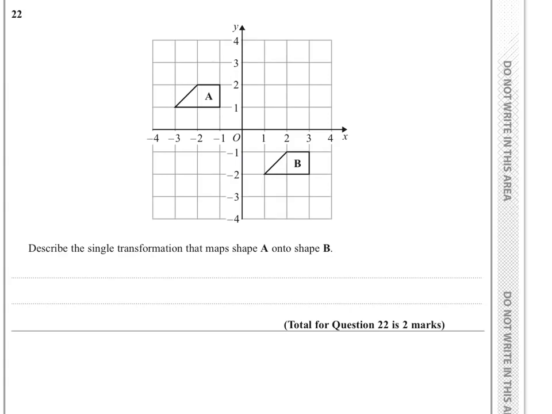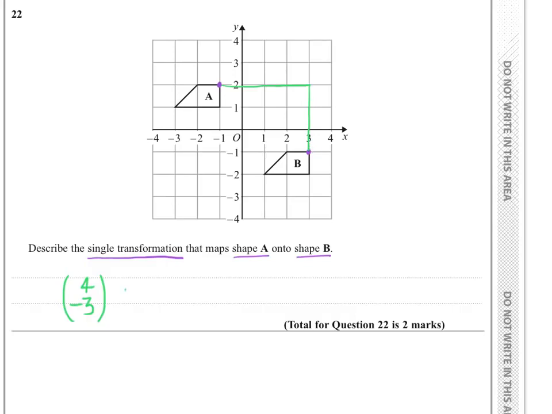Question 22. It says, describe the single transformation that maps shape A onto shape B. Well, let's pick a corner on A and a corresponding one on B, and let's see what we can do. It seems to be going along 1, 2, 3, 4 on the X, and down 1, 2, 3 on the Y. So we can write that as a column vector here, 4 minus 3. And how has this point here moved? Well, it has translated 4 units to the right on the X and down 3 units parallel to the Y-axis.